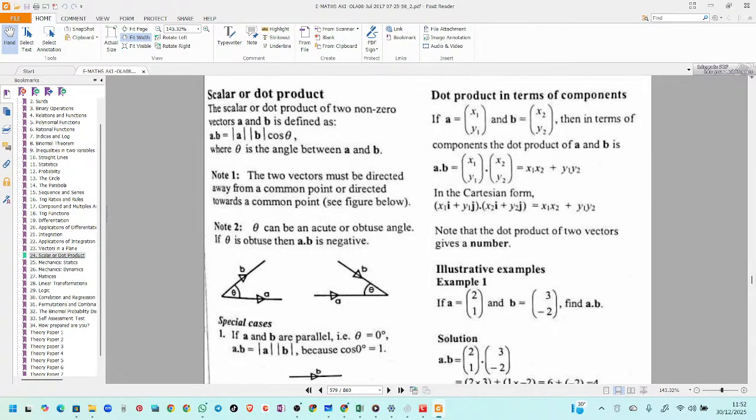So today we are going to do scalar or dot product. Math background.